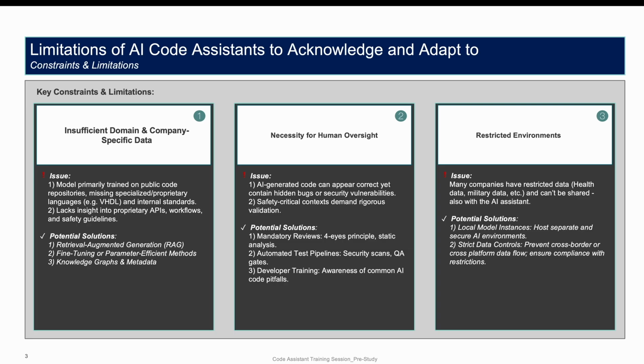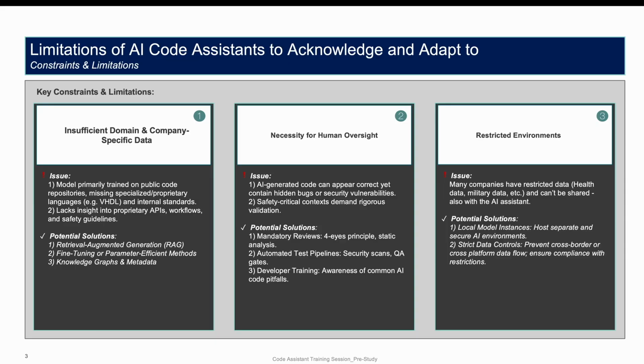Next, we have the necessity for human oversight, which is a key discussion point within any AI topic. AI-generated code can appear, of course, very correct, yet contain hidden bugs or security vulnerabilities. This is especially critical in safety-critical contexts where rigorous validation is demanded. And solutions, again, include mandatory reviews.